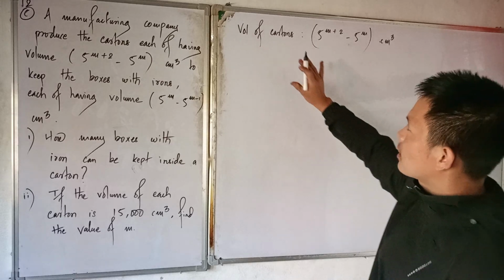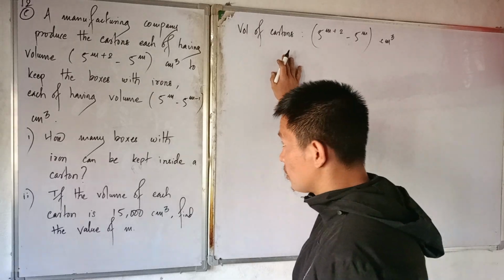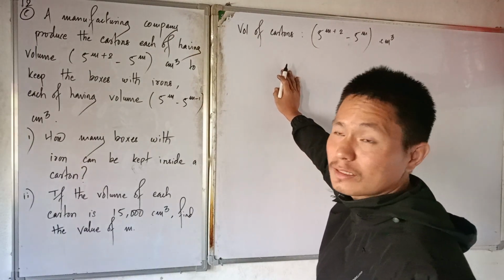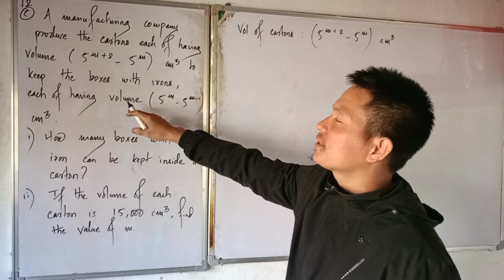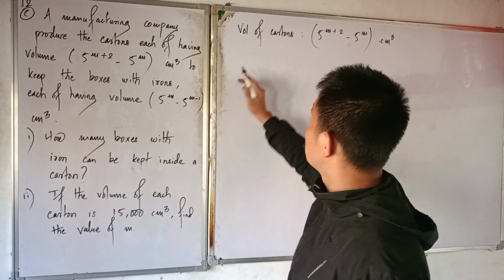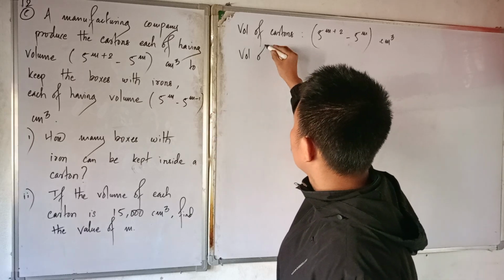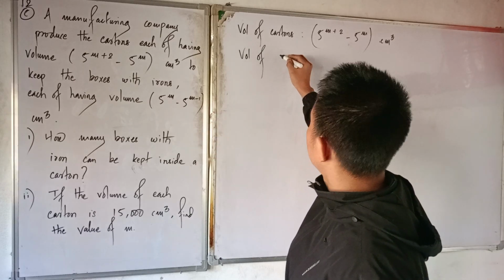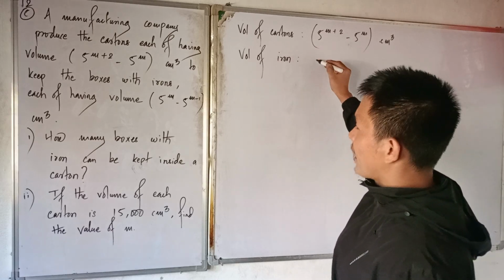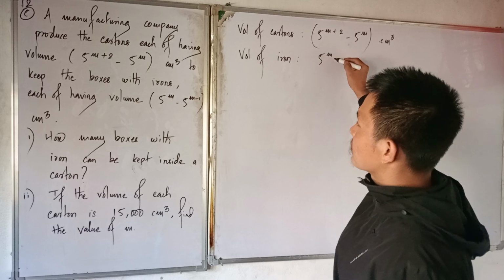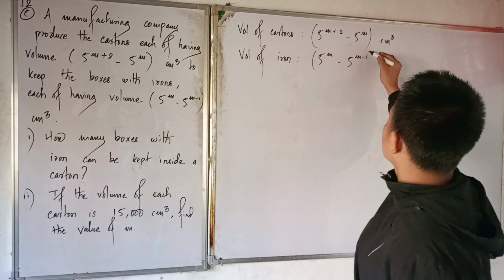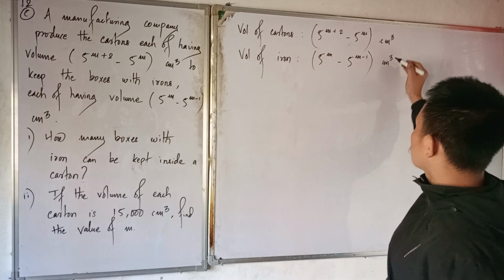So inside these cartons, there are kept small pieces of iron, and the volume of each piece of iron is 5 power m minus 5 power m minus 1 centimeter cube. Now volume of iron pieces, that is 5 power m minus 5 power m minus 1 centimeter cube.